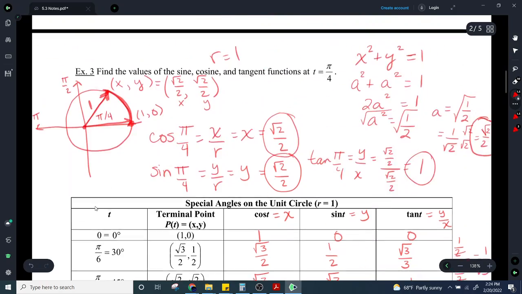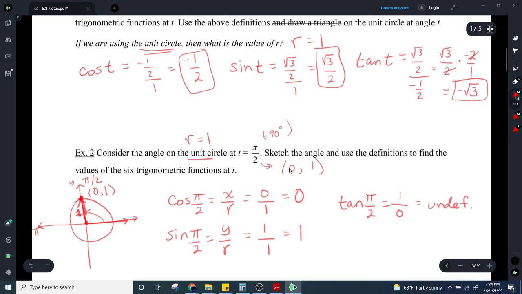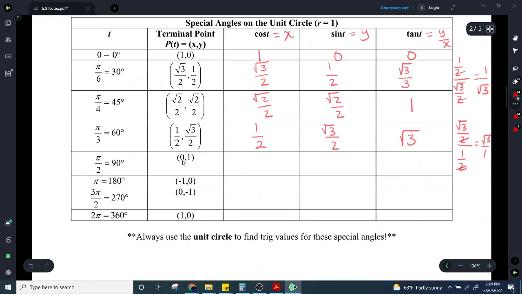Pi over 2, we did that earlier. Pi over 2, we had, where was it? In this example, the point on the circle at pi over 2 was (0, 1). So there it is again, (0, 1). The cosine value then would be 0. The sine value there would be 1. Tangent value, remember, 1 divided by 0, we said was undefined.